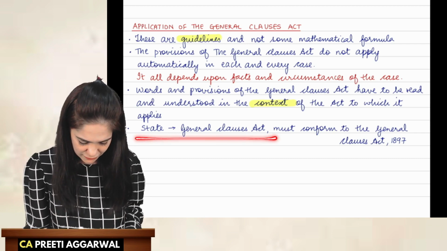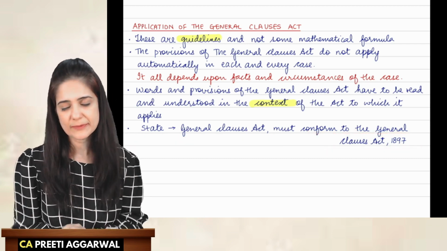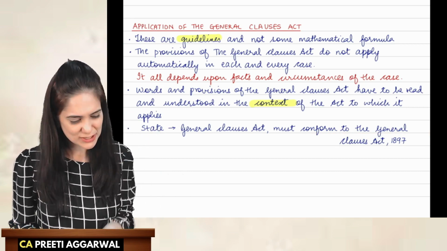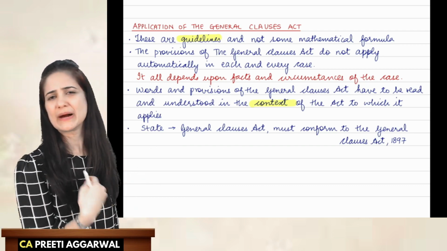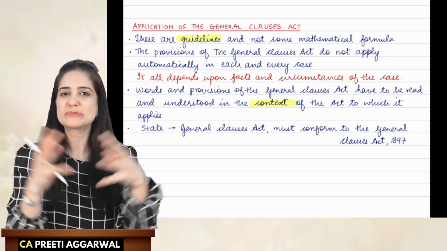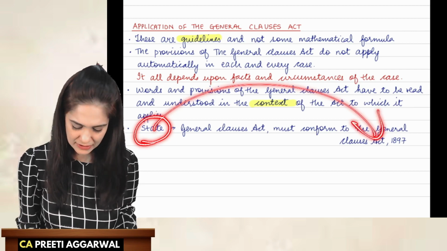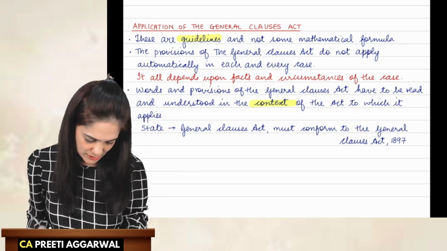The state will have to follow the State General Clauses Act, and they also have to conform to the General Clauses Act. It simply says that the state not only has to follow the state general clauses, but also the central. You can't say, no, central I'm not going to follow, my state act says something else, I will follow that. No, everything must come in conformity. Everything must be done in harmony. So the state will also have to follow the central general clauses. They have to follow two, state as well as central. Okay. So that is the application.